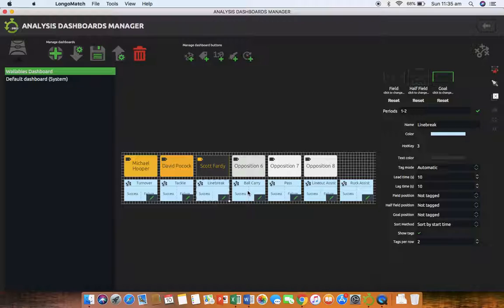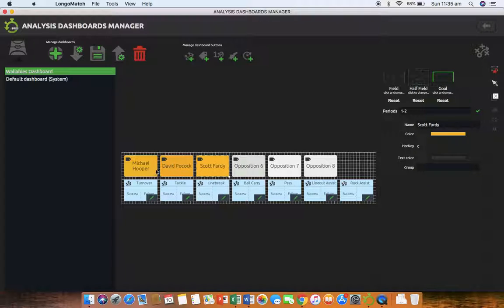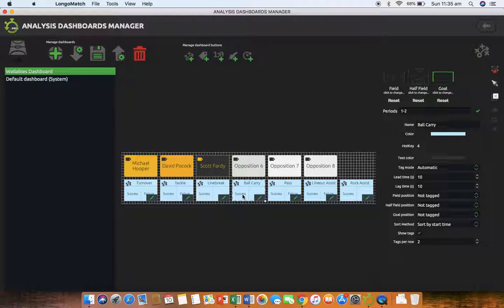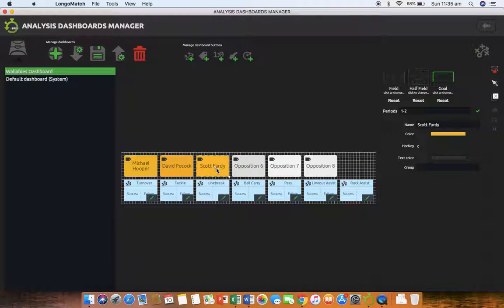Carrying the ball was a measure of the workload of the player. So if any of these players did carry the ball into contact in any way, that was simply going to be clicking their name and a ball carry success again.